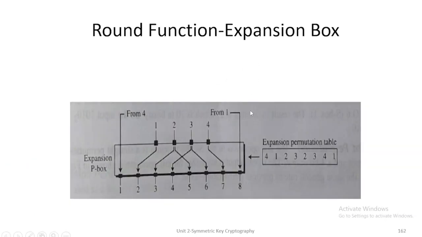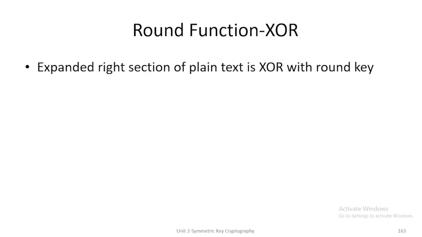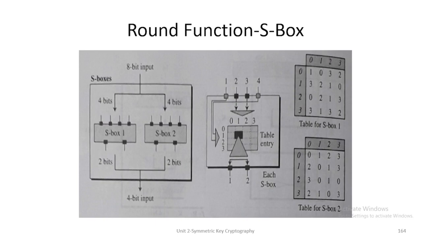In the round function, the first operation is expansion. We give a 4-bit input to expansion, and it gives an 8-bit value. Each bit is repeated like this: 4, 1, 2, 3 means the 4th bit is written first, then the first bit, second bit, third bit. Then the second, third, fourth and first bits are repeated. So these 4 bits are repeated twice, and we have an 8-bit value. This is expansion. The XOR operation is the normal exclusive OR operation.